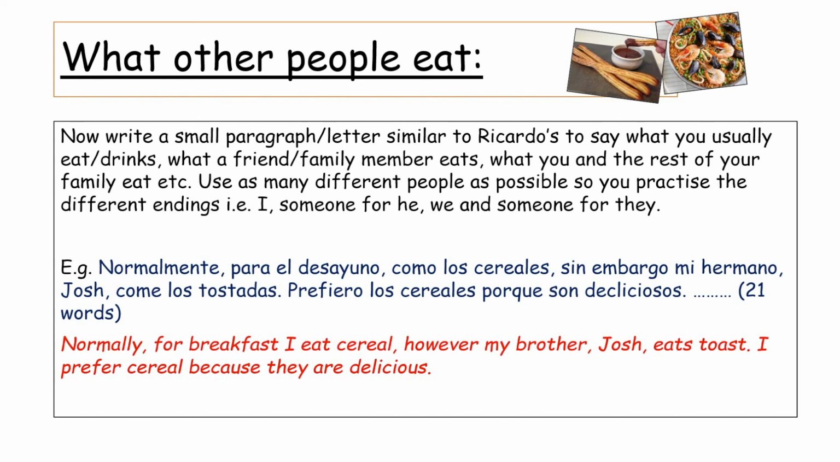Use time phrases, that makes them better. Often, sometimes, never. Those are other great ways to add extra detail. Okay, so that's the 4th task you need to submit to me. So either write it in your work and add it to the photos you're uploading, or write it on the worksheet or type it onto the worksheet.